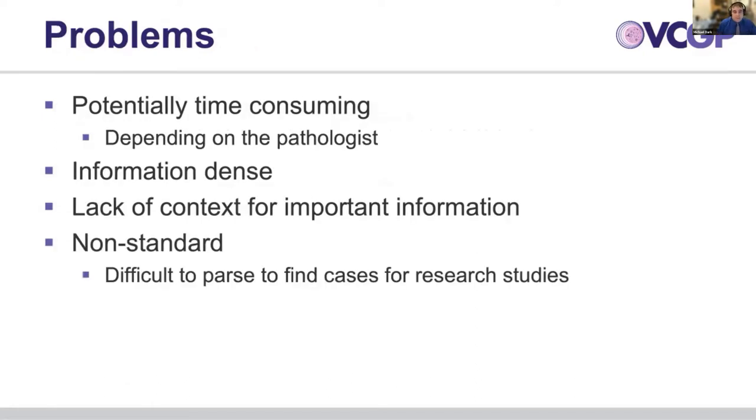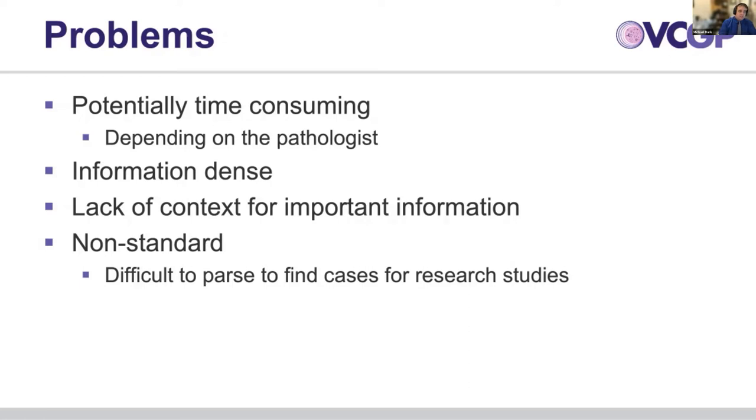Problems with this: depending on the pathologist, it can be potentially time consuming, especially as you get started. Now, most of us can write a report for a mast cell tumor in no time at all, using only about 5% of our brain, because we've written so many mast cell tumor reports over the years. So again, depending on the mass and the pathologist, it's more or less time consuming, but it is very information dense. We're packing a lot into a small amount of space, and the information that's in there is somewhat devoid of context because it's all packed into our narrative report.